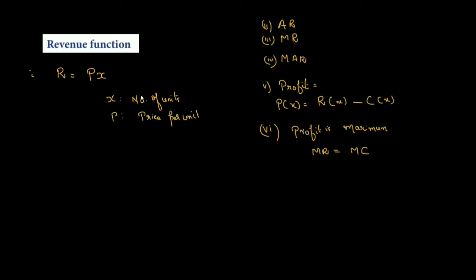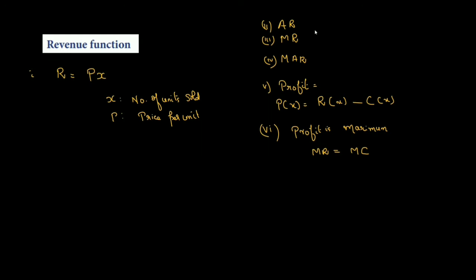When you multiply the number of units by the price per unit, suppose you have 100 pens and the price for one pen is 5 rupees. So revenue is 5 into 100. X is the output, the number of units sold, and P is the price per unit, and the revenue formula is P into X.